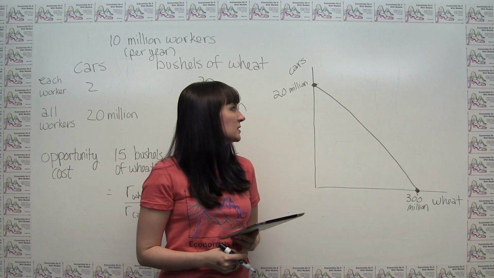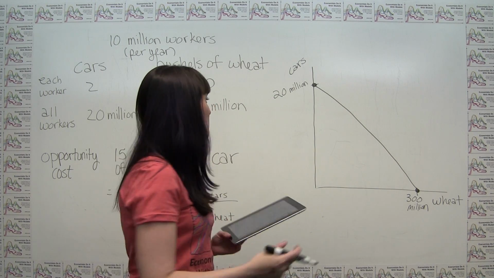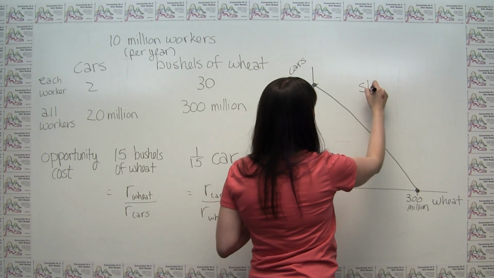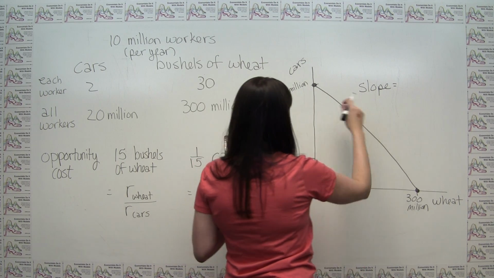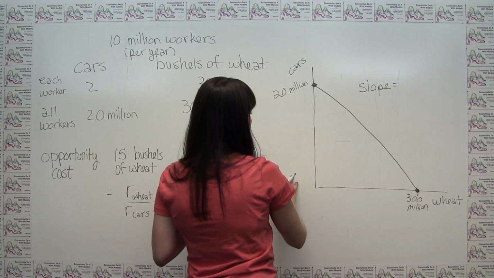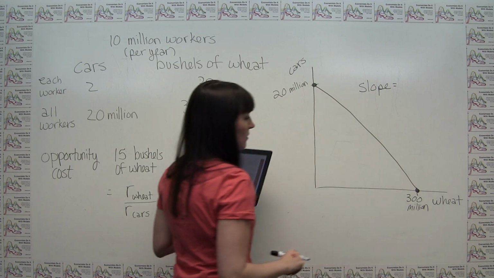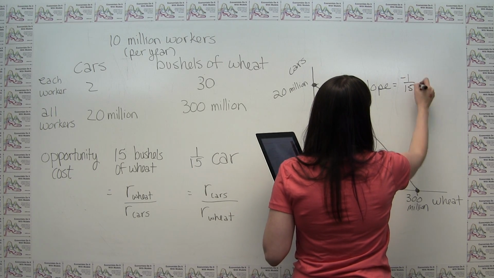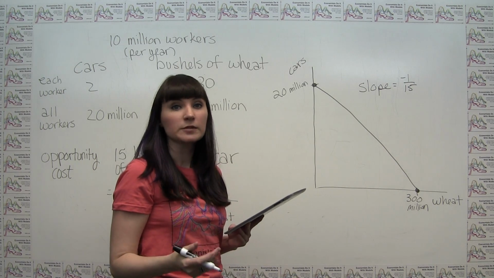One thing that's interesting to note about the production possibilities frontier is its slope. So if we were to look at the slope of this line, we just know mathematically, slope equals rise over run. So the slope here would be negative 20 million, rather, divided by 300 million. So our slope is going to be negative 1 over 15. And you say, hey, that number looks kind of familiar.